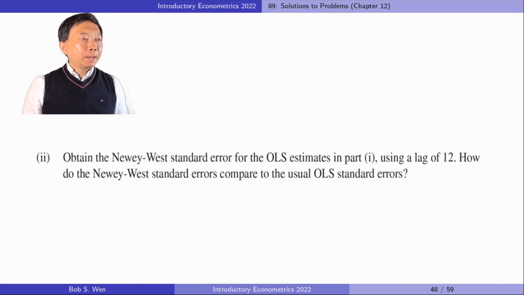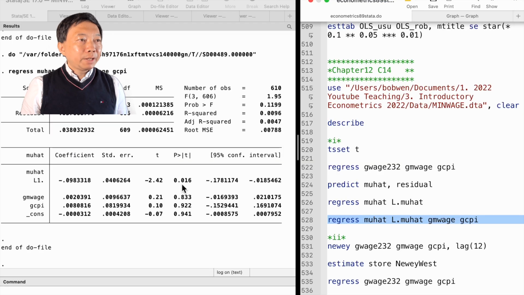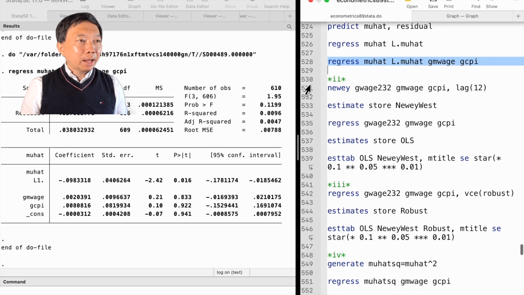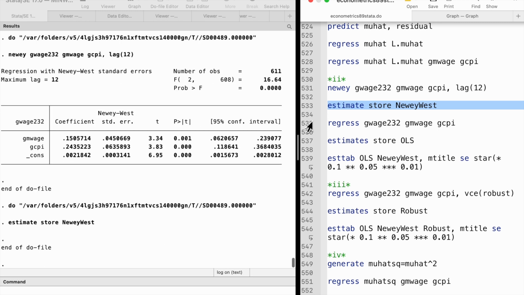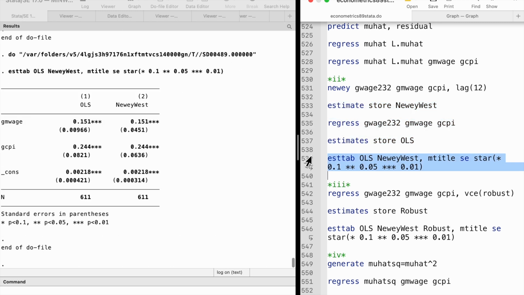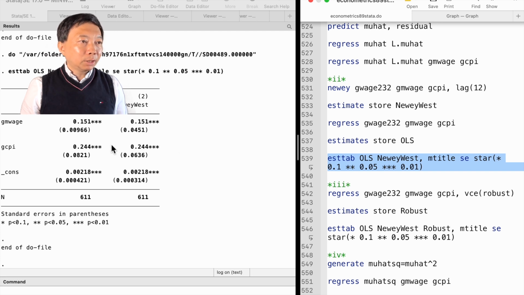In part 2, obtain the Newey-West standard error for the OLS estimates in part 1, using a lag of 12. How do the Newey-West standard errors compare to the usual OLS standard errors? We estimate the model with the Newey-West standard errors and the usual OLS standard errors and compare them in a table. The Newey-West standard error for the minimum wage growth rate is much larger than the usual OLS standard error, but the opposite is true for the CPI growth rate. The statistical significance remains unchanged using either standard error.